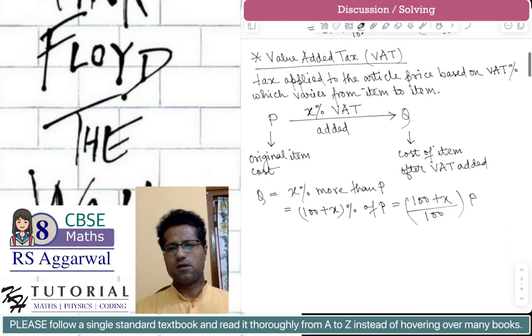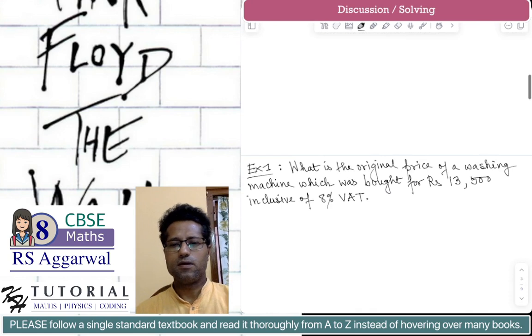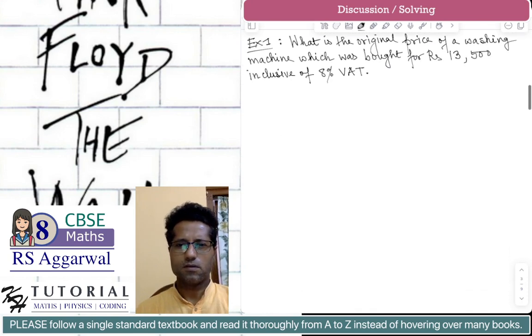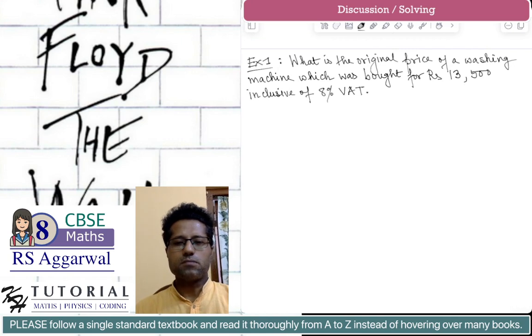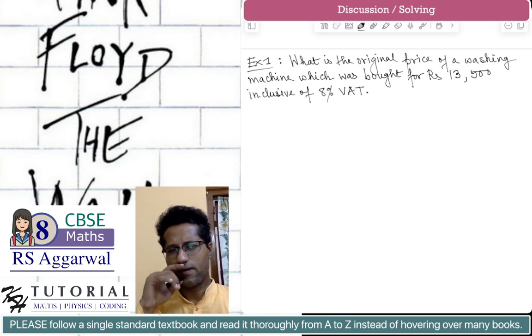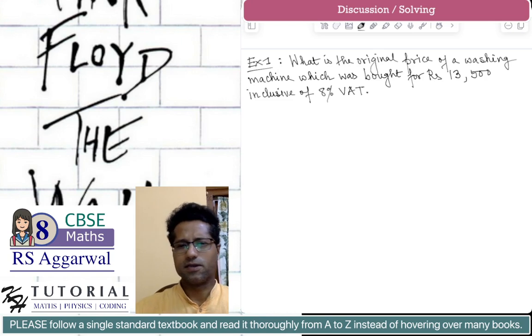Now let's try to solve some problems that will clarify the concept. The first problem is: what is the original price of a washing machine which was bought for rupees 13,500 inclusive of 8% VAT? So this is talking about a VAT in purchasing a washing machine. It is asking what was the original price. If you diagrammatically try to understand the problem, it will help you solve it.